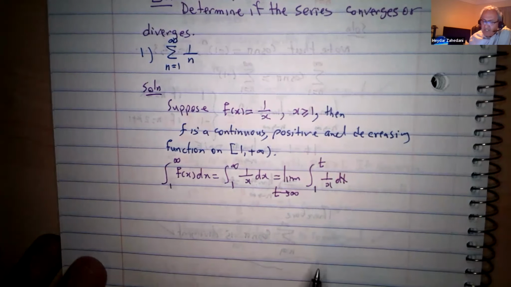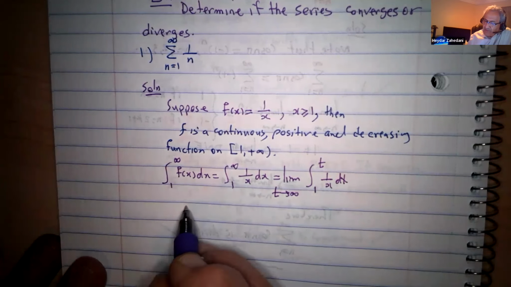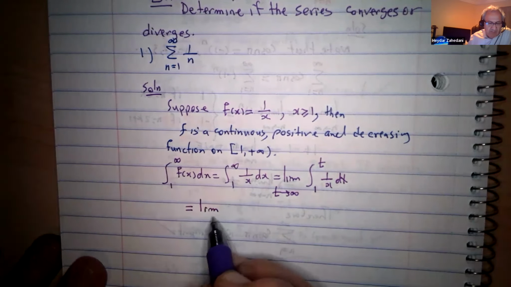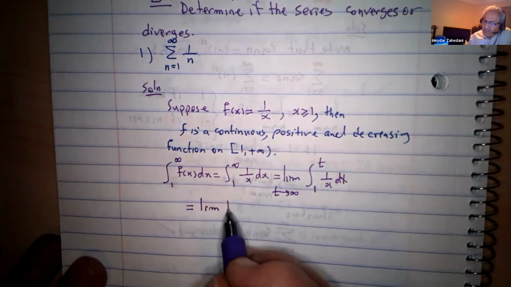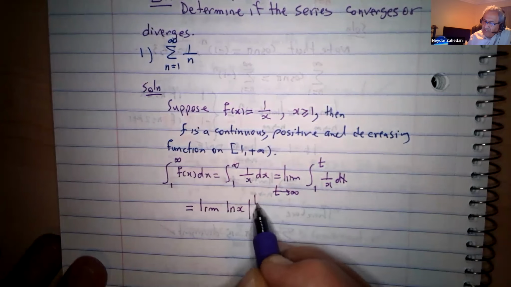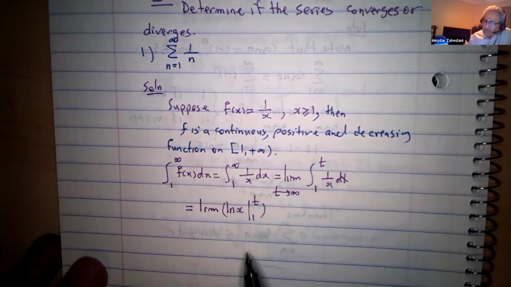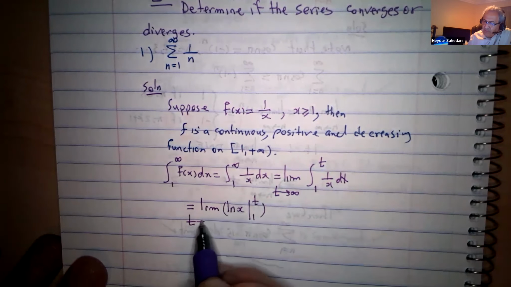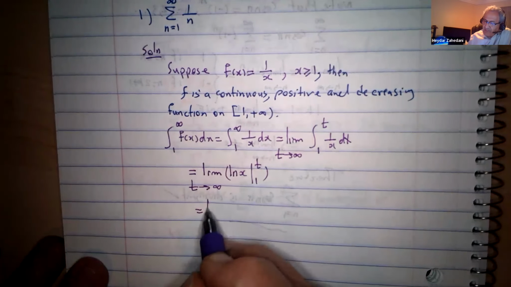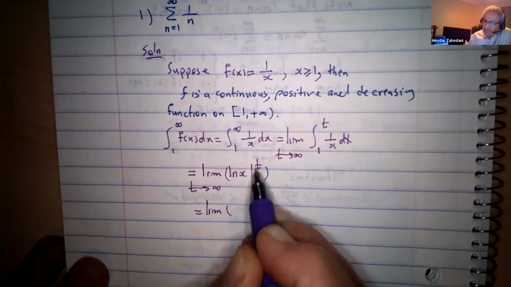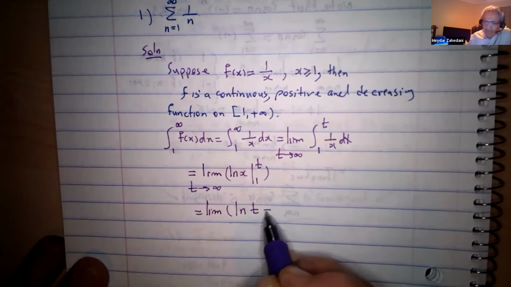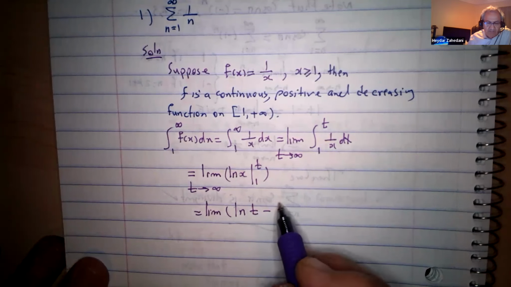You know that 1 over x is the derivative of ln x. So this is going to be the limit of ln x, with x going from 1 to t. Then you take the limit when t goes to infinity. So you substitute first, and it's going to be the limit of ln t minus ln 1.